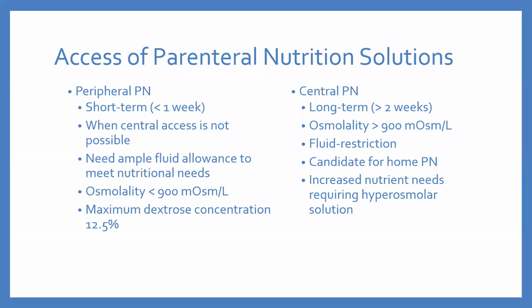With parenteral nutrition, one of the things that you need to watch though is the osmolality, and it has to be under 900 milliosmoles per liter. That's one reason that we maximize the dextrose at only 12.5%, because dextrose is one of the major contributors to osmolality. When you look at central PN nutrition, it's more long-term, so you're thinking more over 2 weeks. It isn't fluid restricted. This is probably going to be someone who might go home on PN nutrition, and you're actually able to meet the nutrient needs.